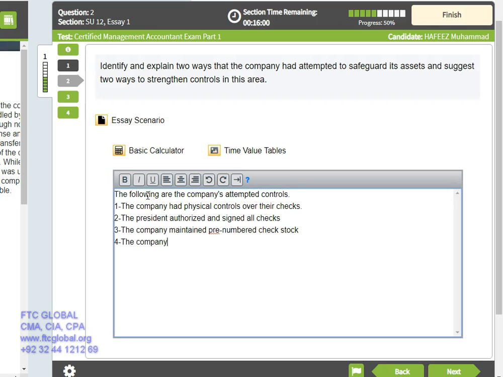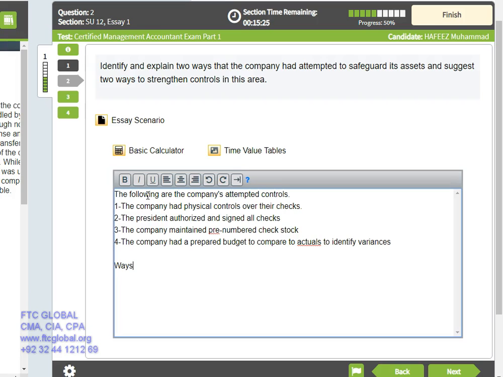The company had a prepared budget to compare to actual costs to identify the variances. And that's the first part of your response. You have to also recommend, suggest ways to strengthen controls in this area. Since 2 was required, I've given 4 as per the suggested answer.